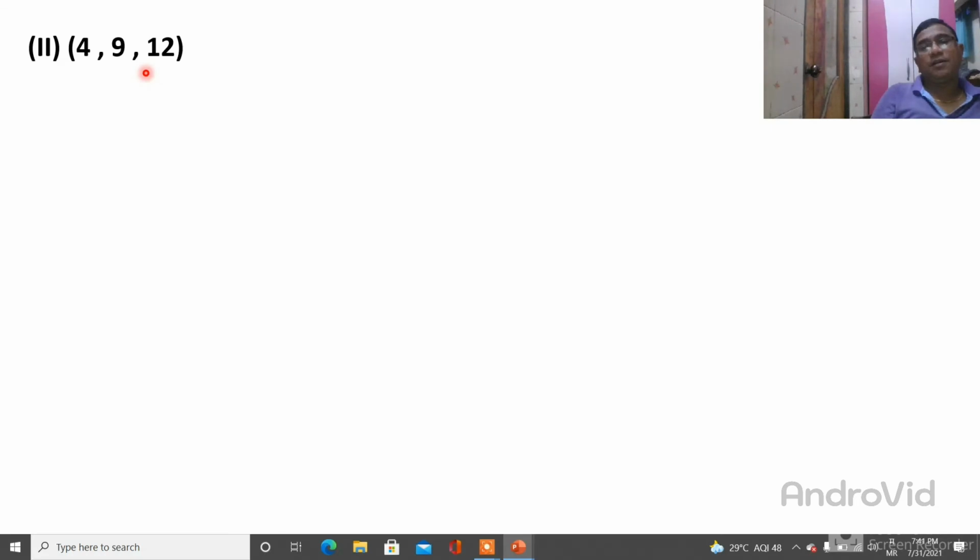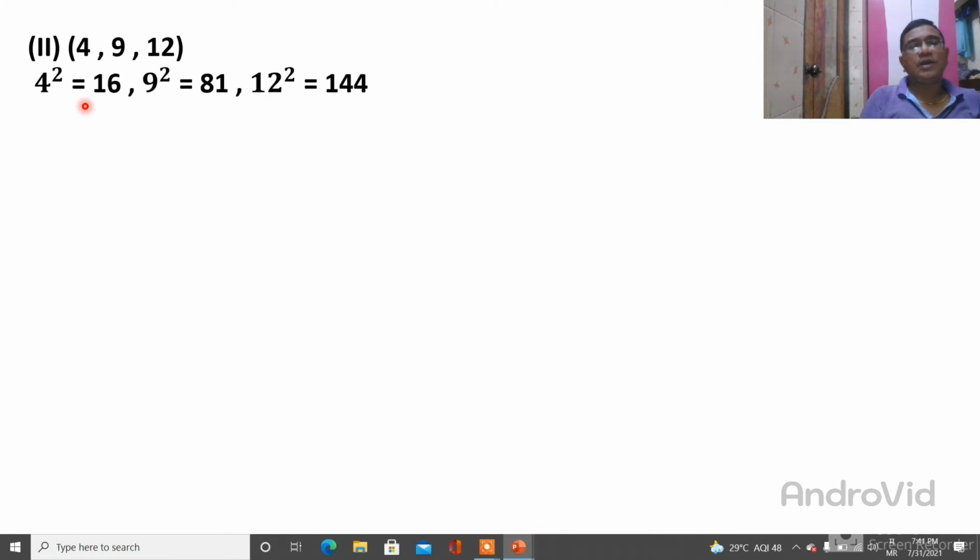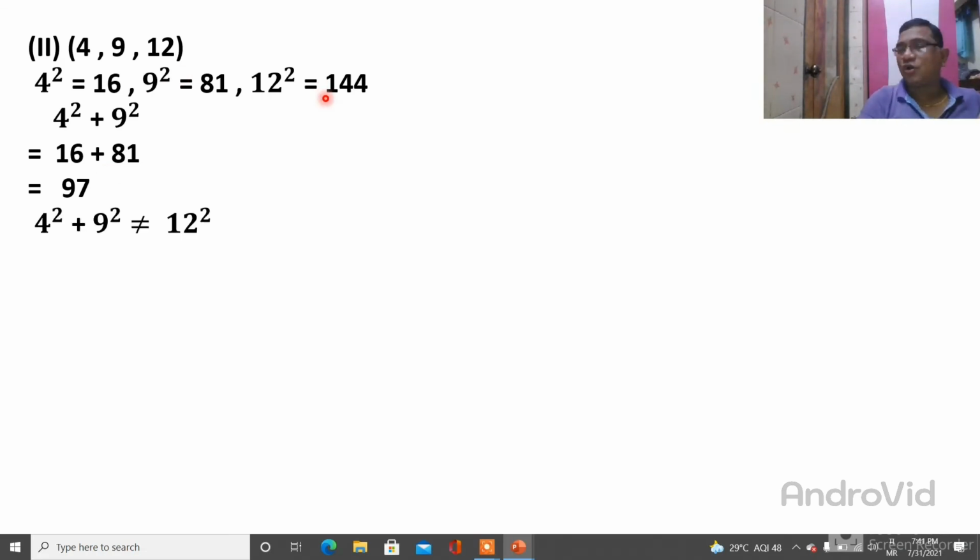Next, 4, 9 and 12. There are three numbers. First we find the squares: 4 square is 16, 9 square is 81, 12 square is 144. The bigger number is 12, and its square is 144. So I write here 4 square plus 9 square: 16 plus 81 is 97. And 12 square is equal to what? 144. So it is not a triplet.